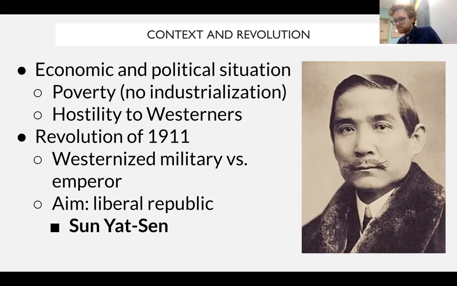He's going to be president. He's going to try and find compromises between the different visions of what China should be like. He's largely the figure, the glue, you could say, keeping together China, keeping together the early Chinese Republic.